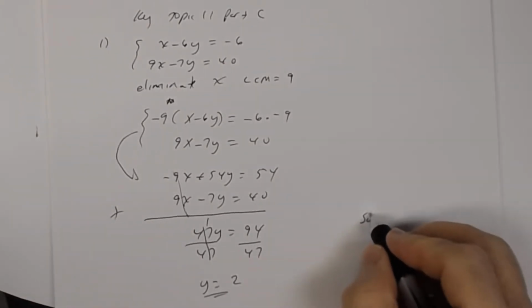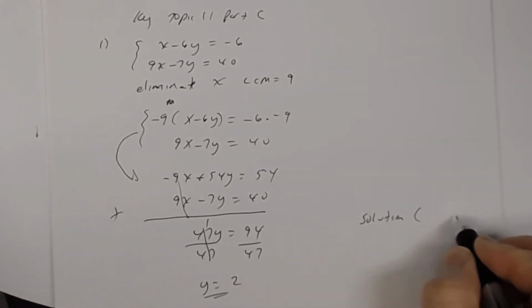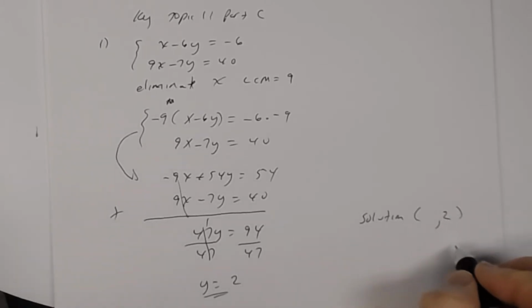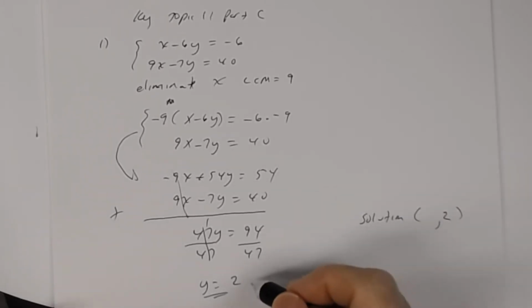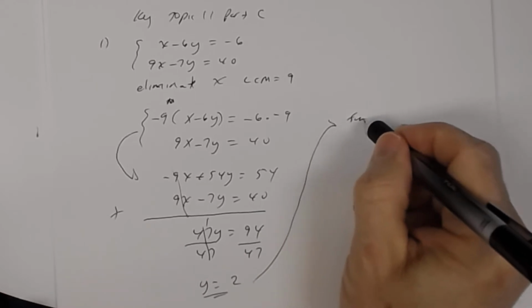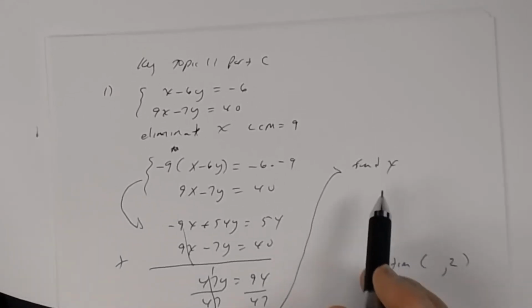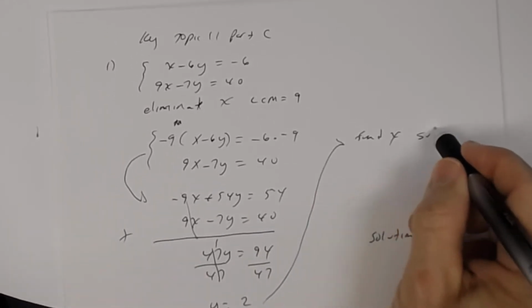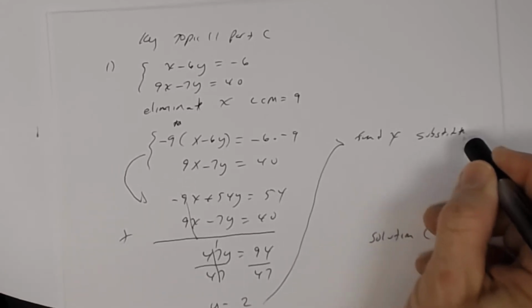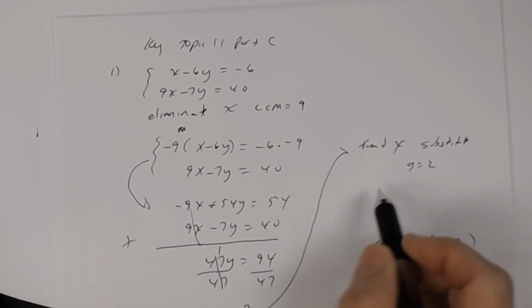So your solution will have a y coordinate of 2. Now we got to find x. And to find x, all you do is substitute. So you're going to substitute y equals 2 into one of these equations.